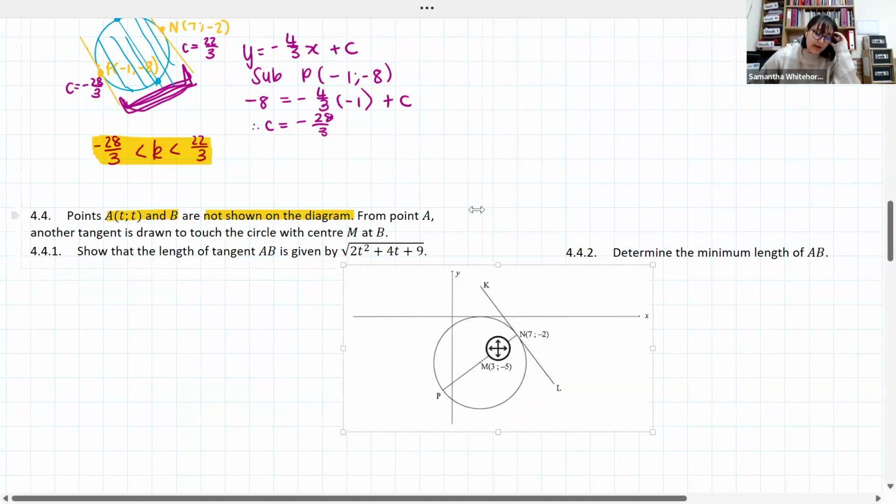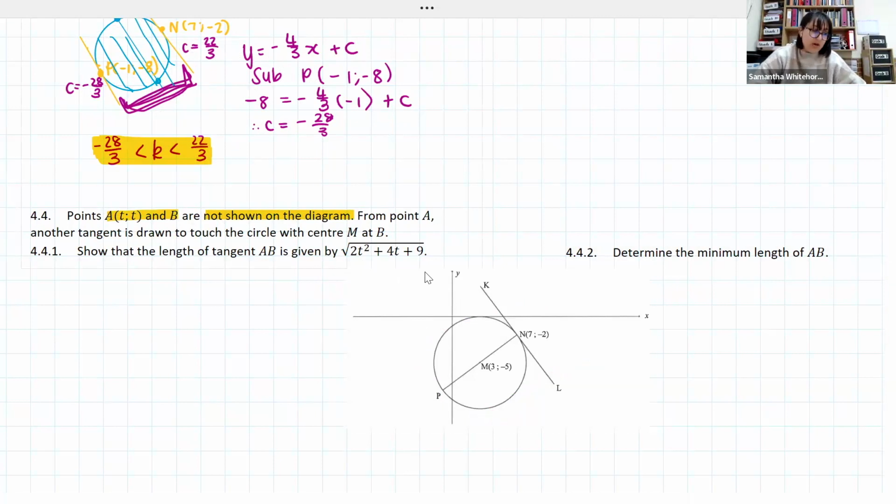So show that the length of tangent AB is given by the square root of 2t squared plus 4t plus 9. Okay, so now we have to go and get this expression here. Tangents. Okay. So remember, I would like to draw this nicely for you so that I'm not causing absolute chaos.